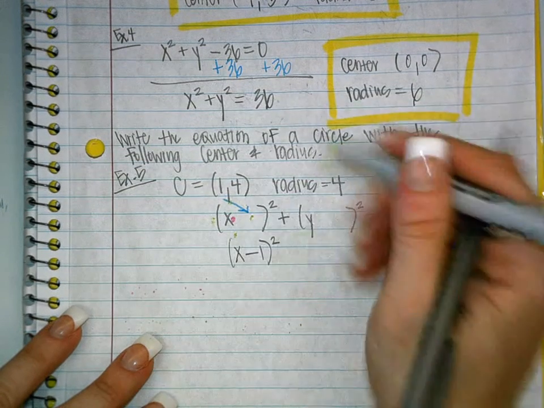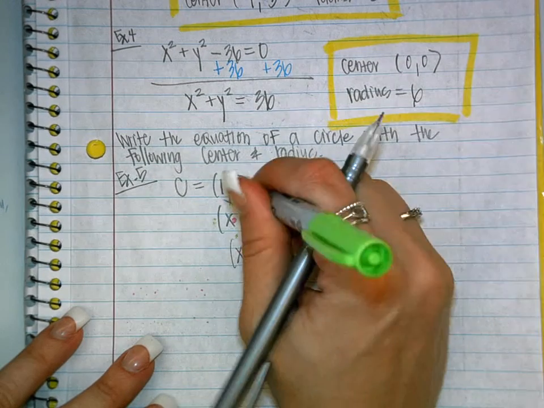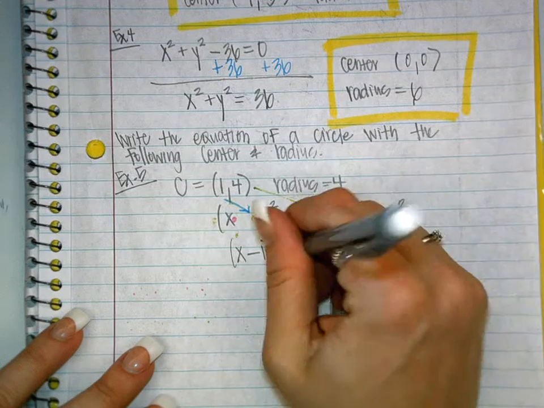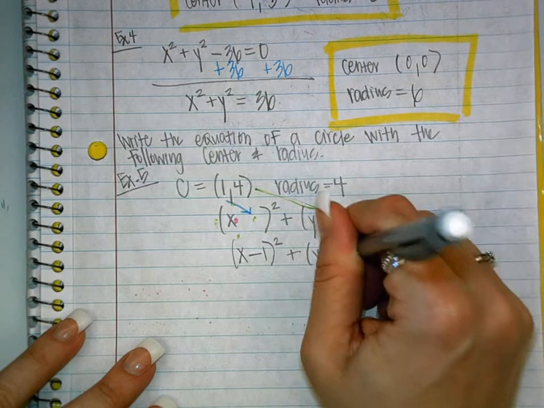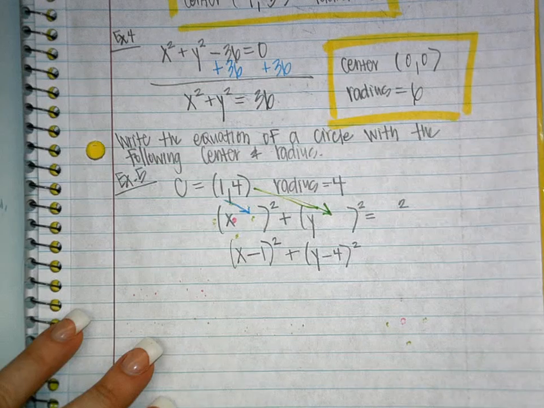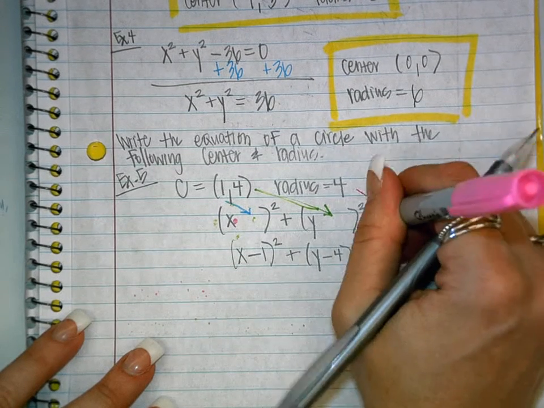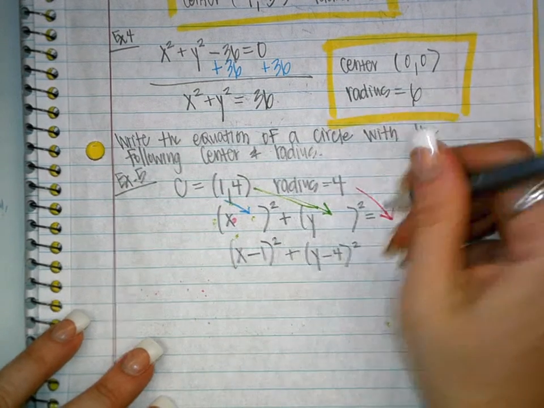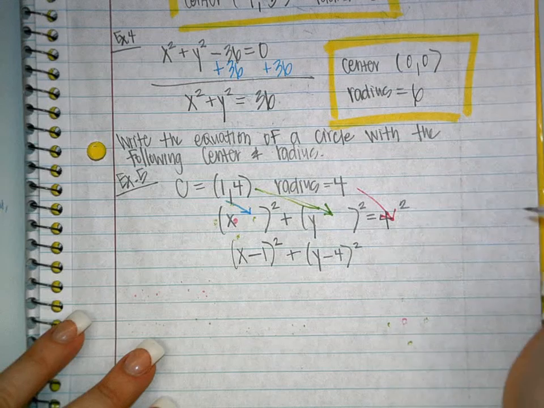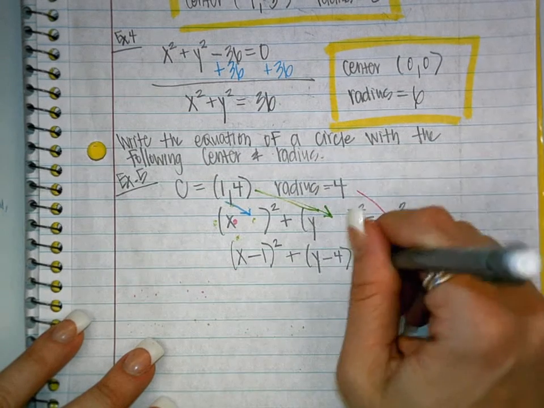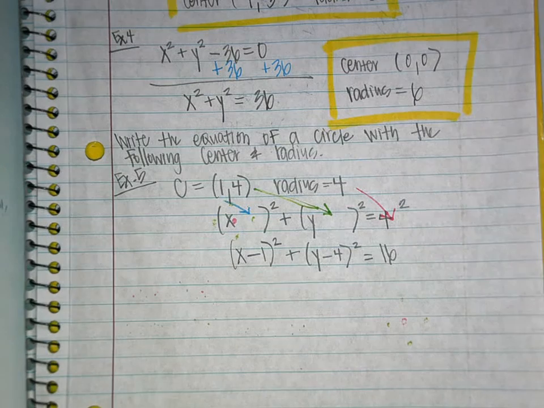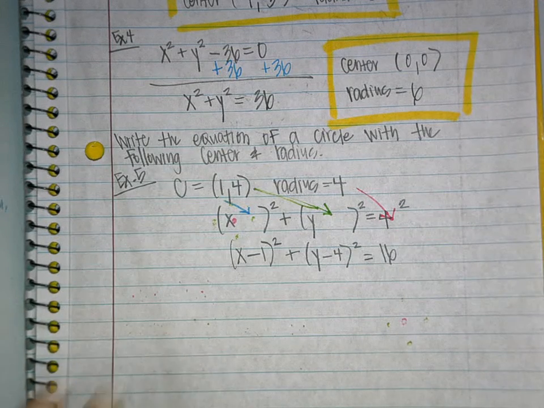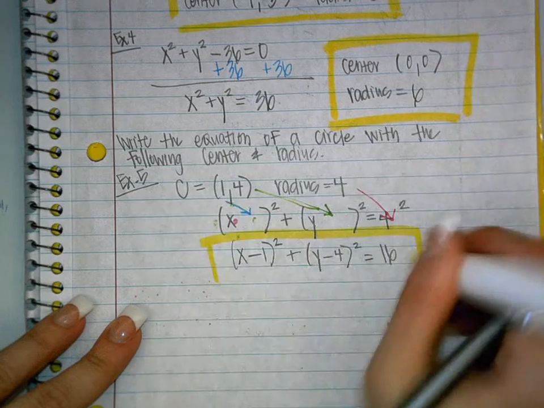The 4 goes inside with the y and changes sign. So it becomes plus y minus 4 squared. And then finally, the radius goes on the right side and becomes squared. So 4 squared gives you a total of what? 16. That's your equation. You're just plugging things in and then simplifying when necessary. Like the 4, you had to square it to get an answer of 16.